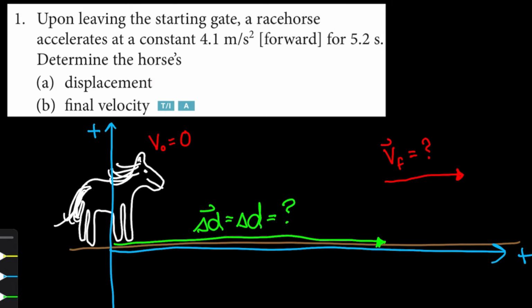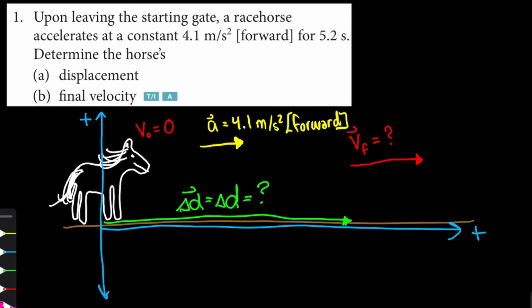And during this whole displacement, the acceleration is forward, which we're assuming in this case is to the right. So our acceleration is 4.1 meters per second squared in the forward direction. And this whole displacement takes place in some time interval, delta t, which is 5.2 seconds in this question.